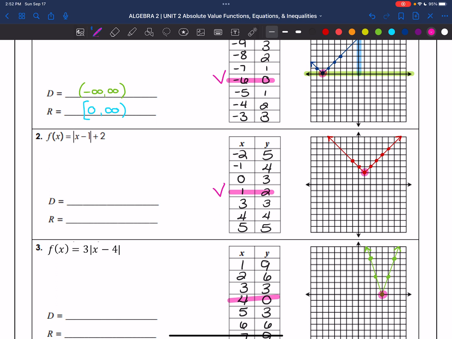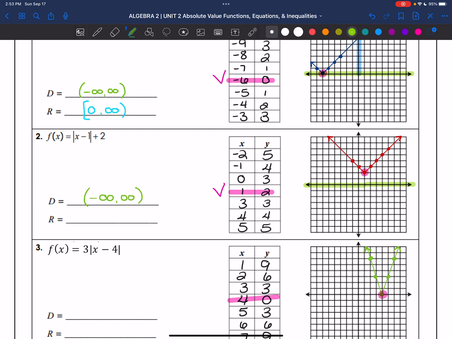So once you've got your graph sketched out, let's go ahead and look at the domain and the range. We read domain from left to right. This graph keeps going out to the left forever. It keeps going to the right forever. So once again, we have a domain of all real numbers, negative infinity to infinity.